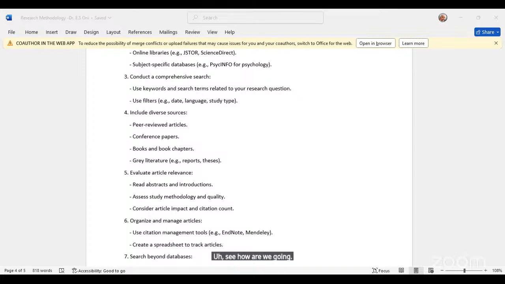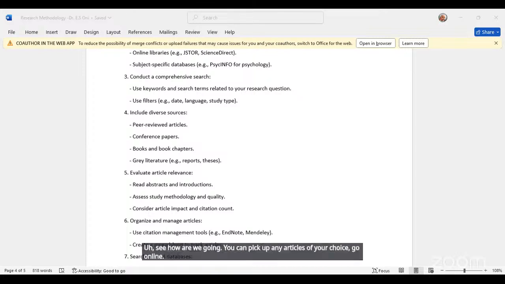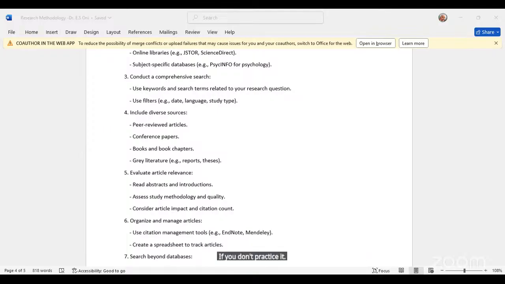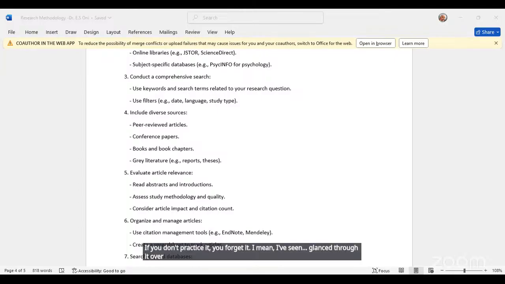You can pick up any articles of your choice, go online, search for an article, read it, and go through it, and you can do a sample of those things I've taught you. If you don't practice it, you forget it. I still glance through it over when we have a lecture. The references are very key.